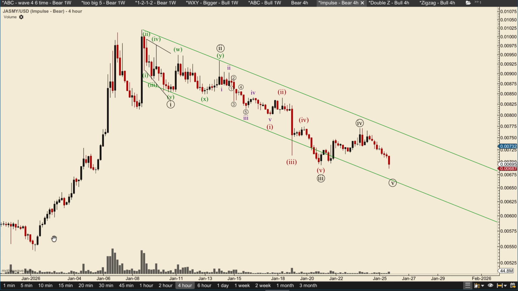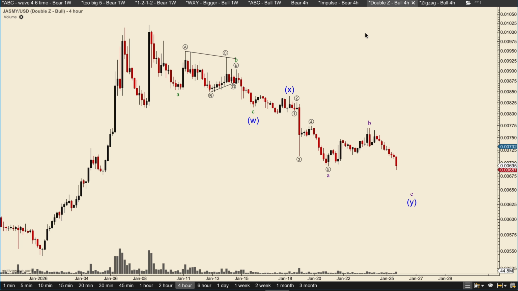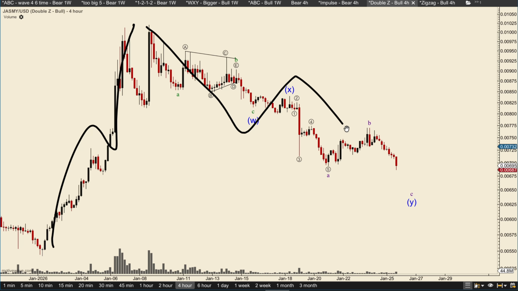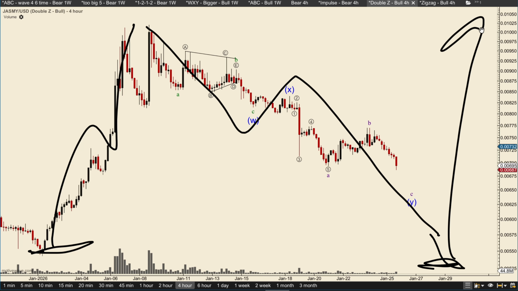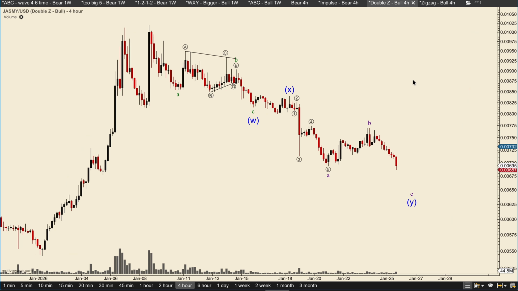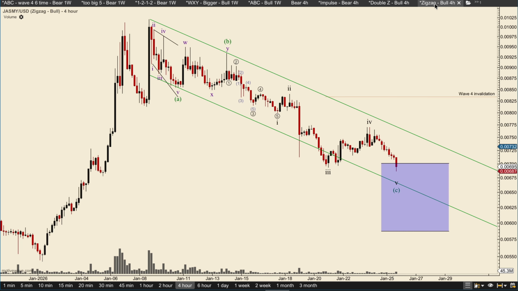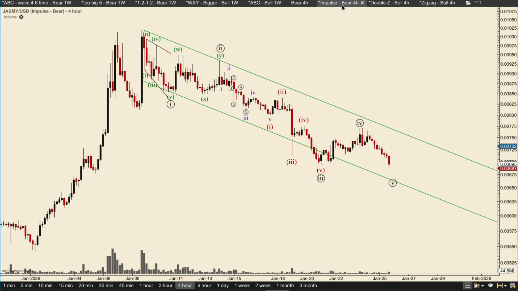Can we take out this low even though we are dealing with a higher probability corrective structure? Yes, absolutely, because this could be an A, and then we could have a W, X, Y here taking out this low with an expanded flat, and then we move up in a wave C. So absolutely, it is possible, which is very important to be aware of. But as of now, this is looking higher probability corrective.